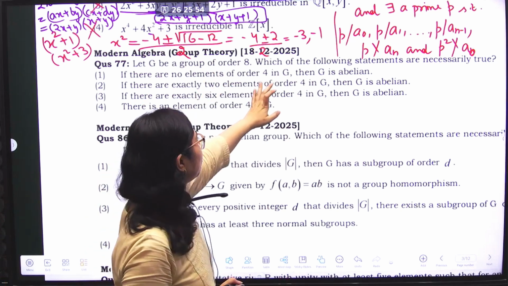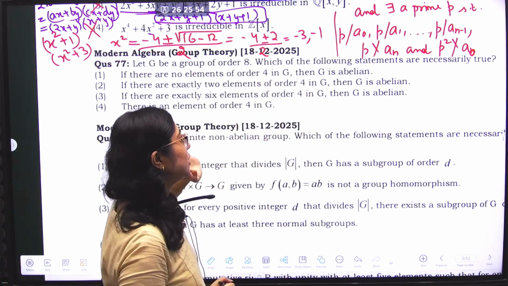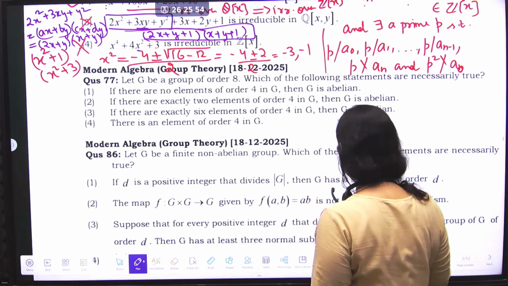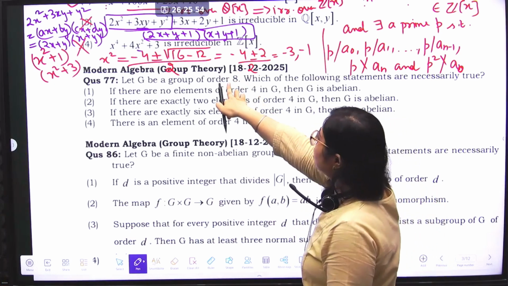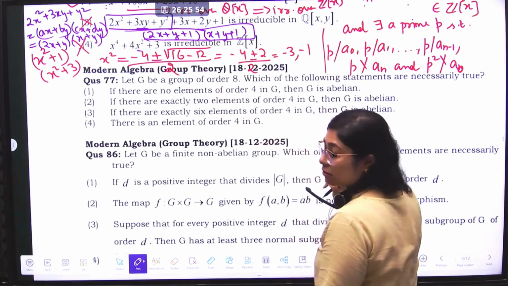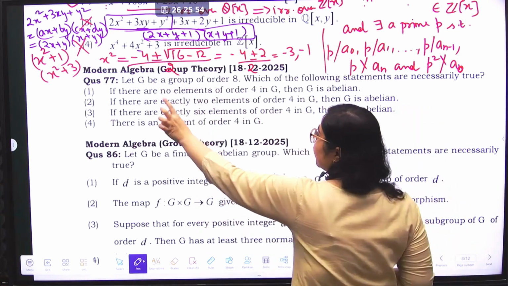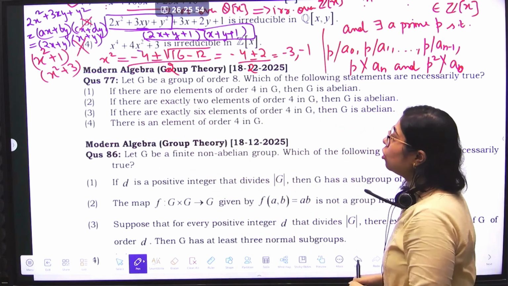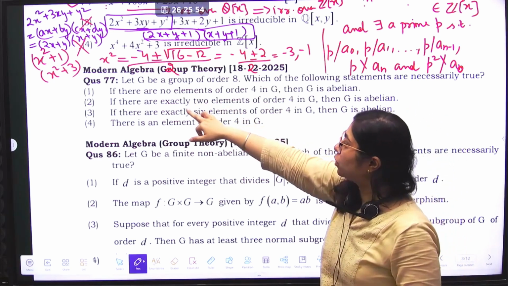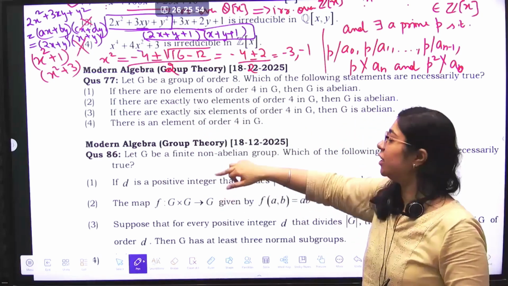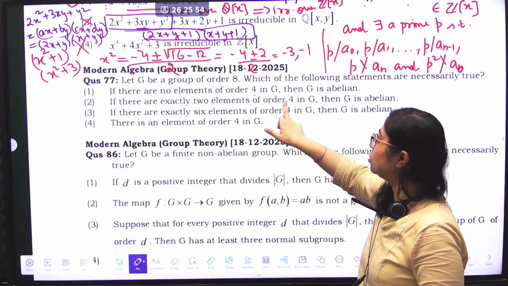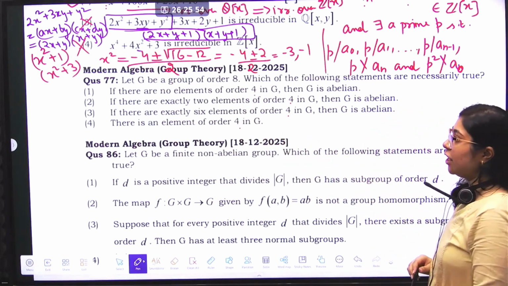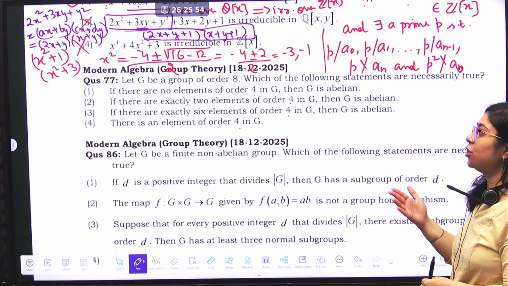If G is a group of order 8, then which of the following statements are necessarily true? First thing, G is a finite group of order 8. If I go through the options, I can notice that in every option they are asking about the elements of order 4. First option says that if G has no element of order 4, G is abelian.